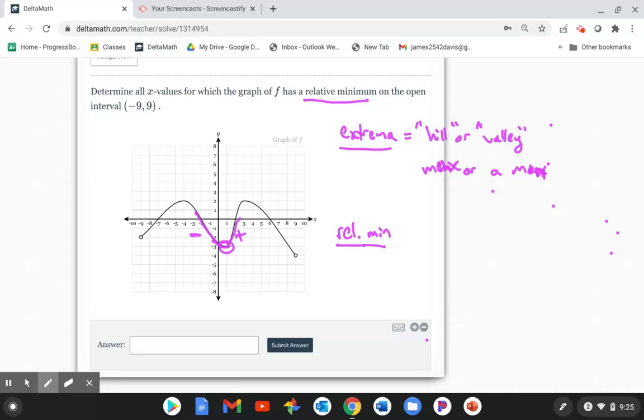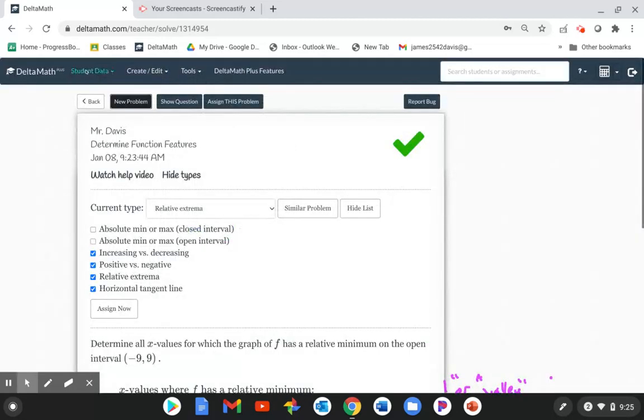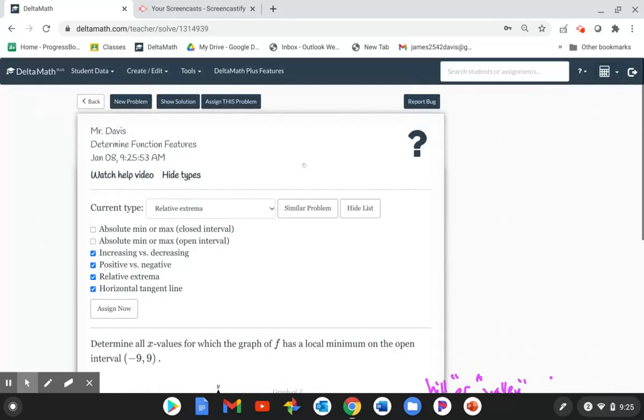That's the only one. This down here would not be a relative minimum because it's not switching. It's just going down, down, down, but it's not switching. So it's not a relative minimum. So there's only one place there. It says to type in the x value, so we're just going to type in 1. All right, let's go ahead and do another one of those.